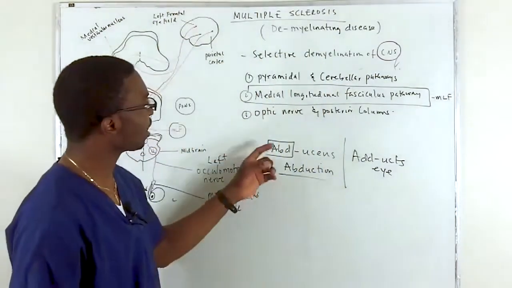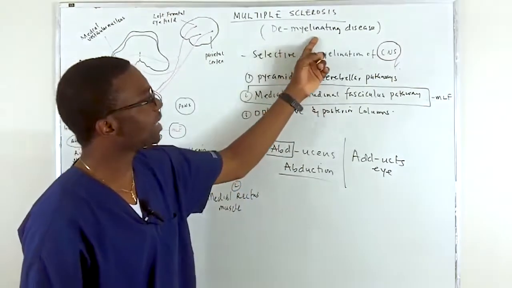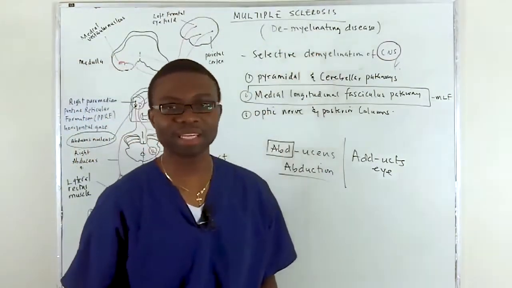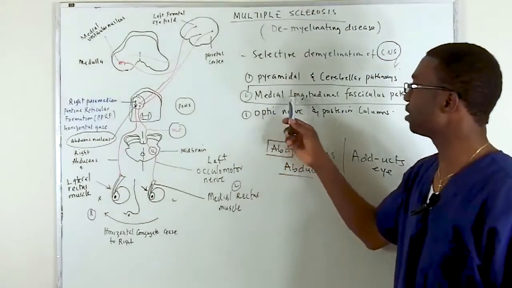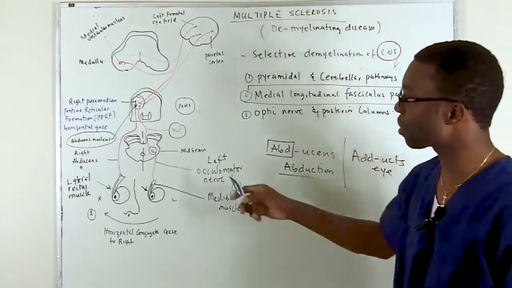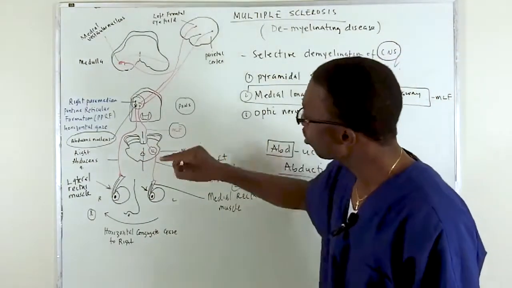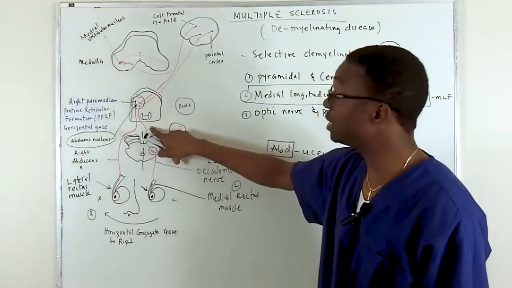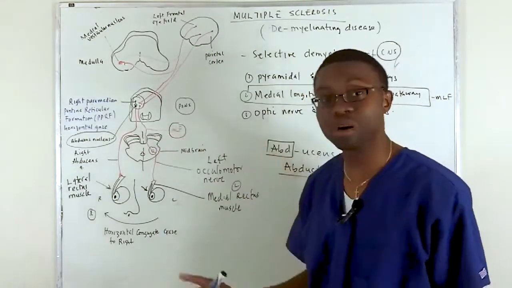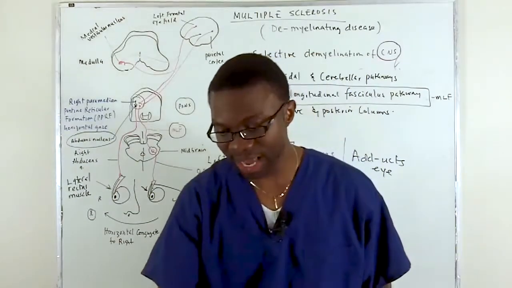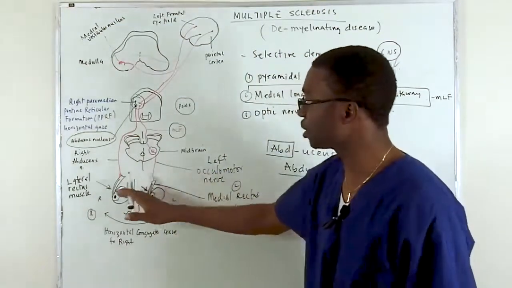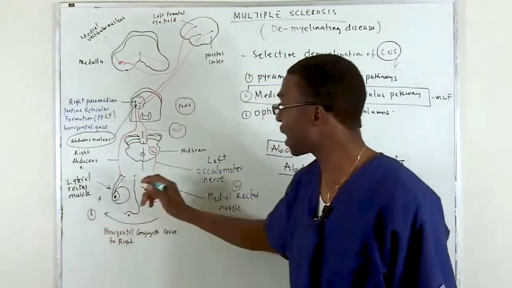They are going to develop demyelination of the medial longitudinal fasciculus pathway. Oh no! Isn't that MLF? Yes, but there's two of them. It's not just one, there's actually two of them, because I'm just using this to show right horizontal gaze.